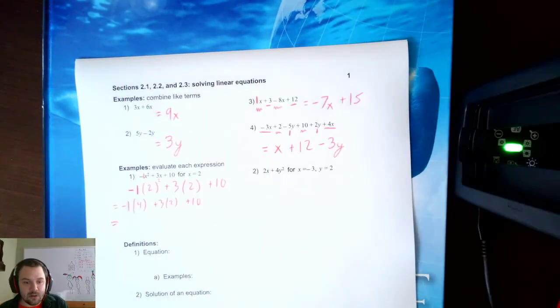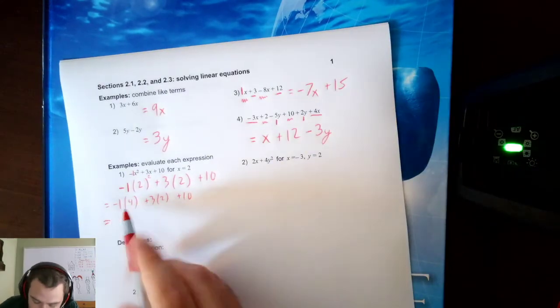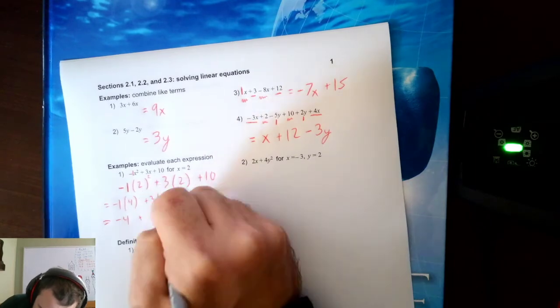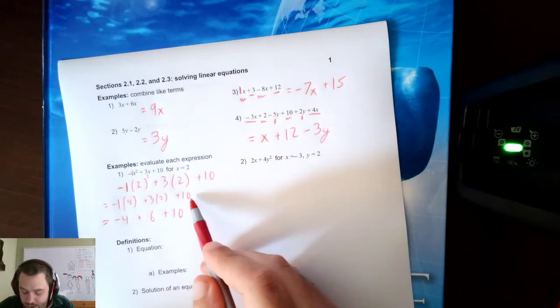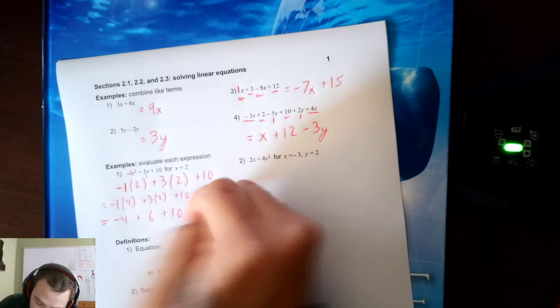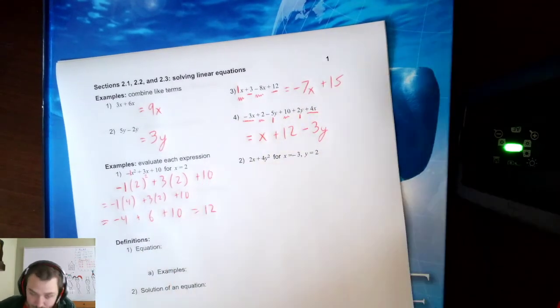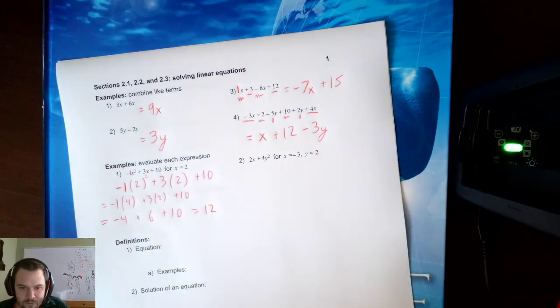The second thing we do is multiplications. Negative 1 and 4 make negative 4. 3 and 2 make 6. And the 10 is still along for the ride. Adding together, negative 4 plus 6 is 2, and 10 more is 12. So that was our first example.